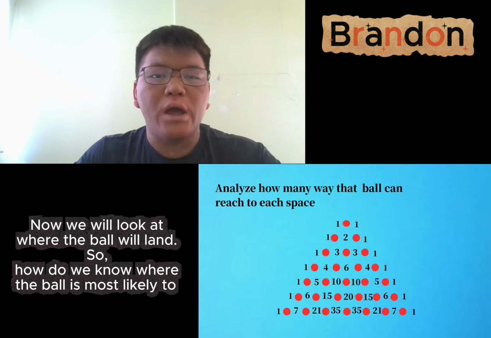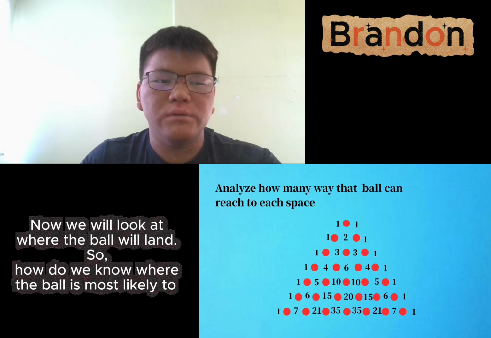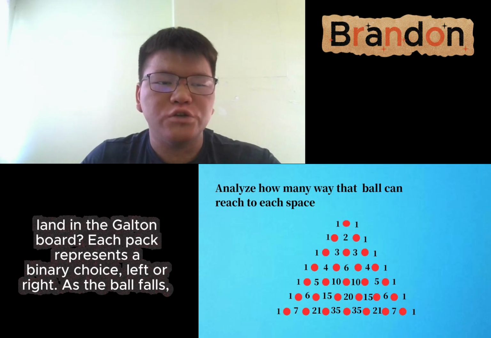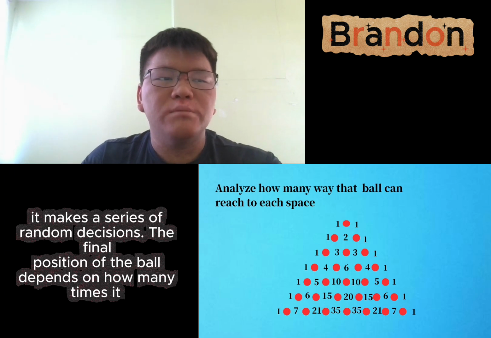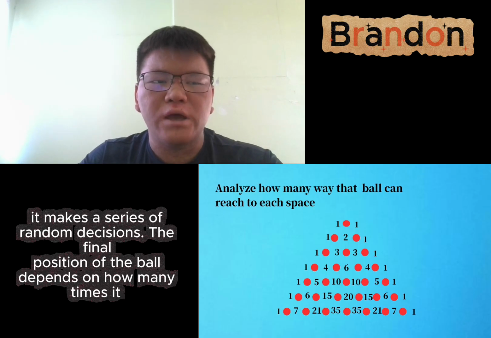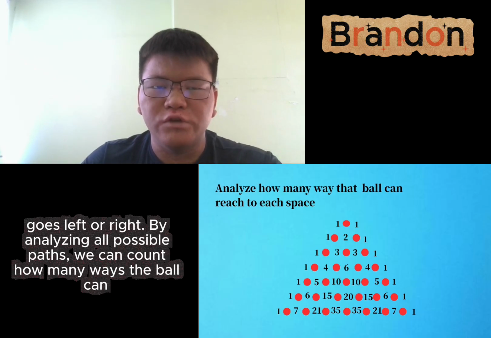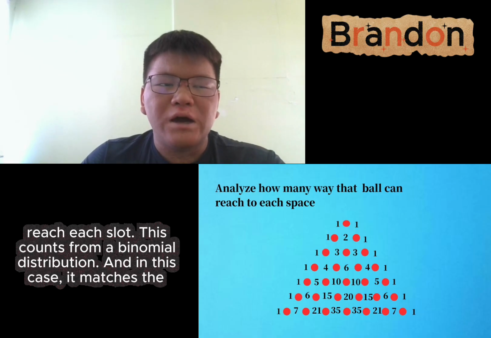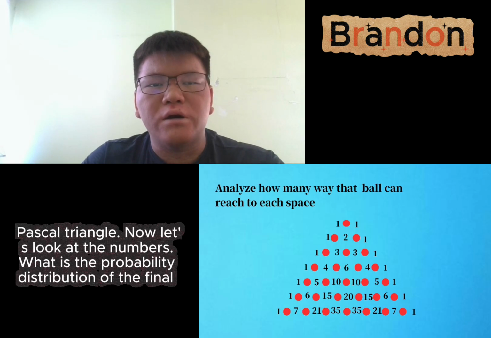Now we will look at where the ball will land. How do we know where the ball is most likely to land? In the Galton board, each peg represents a binary choice, left or right. As the ball falls, it makes a series of random decisions. The final position of the ball depends on how many times it goes left or right. By analyzing all possible paths, we can count how many ways the ball can reach each slot. These counts form a binomial distribution, and in this case it matches Pascal's triangle.